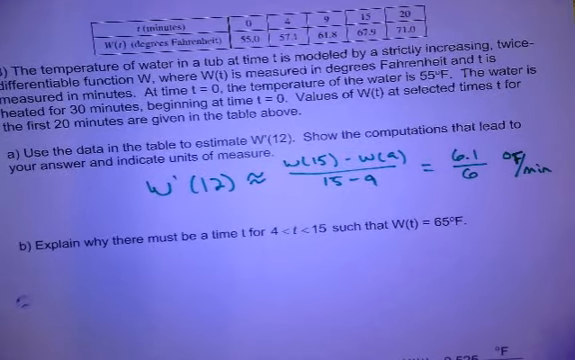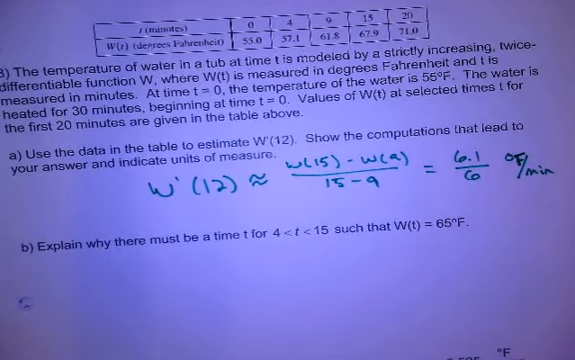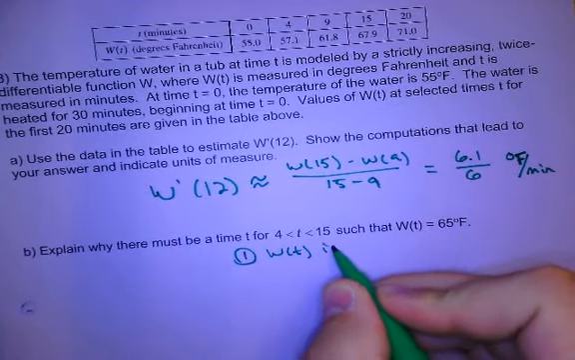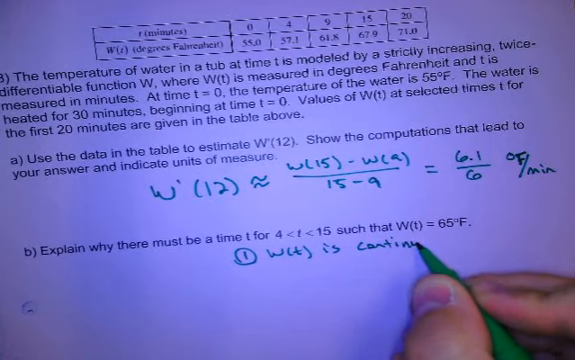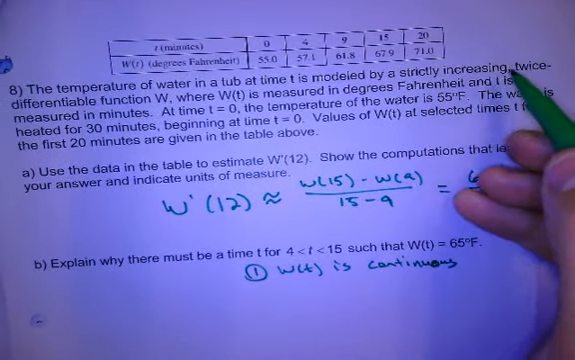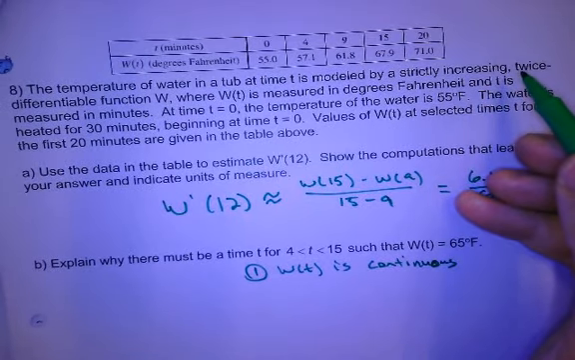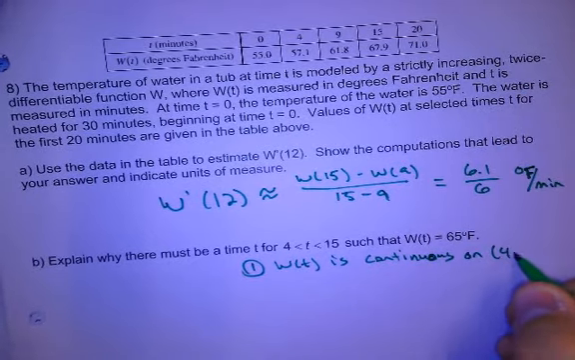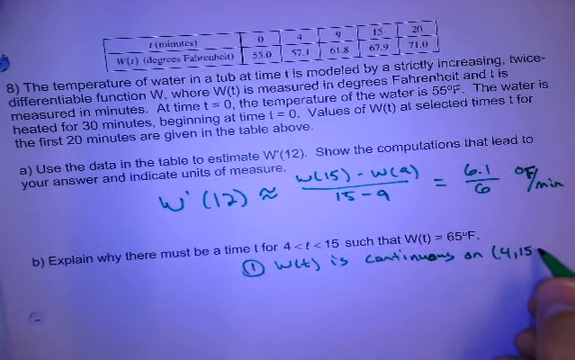Part B, explain why there must be a time between 4 and 15 such that the temperature has to be 65 degrees. Which rule is that one? IVT. So let's go ahead and do it. So IVT, W of t is continuous. How do I know that? Because it's a differentiable function. It's actually twice differentiable. If it's differentiable, it has to be continuous. So it's continuous on 4 to 15.